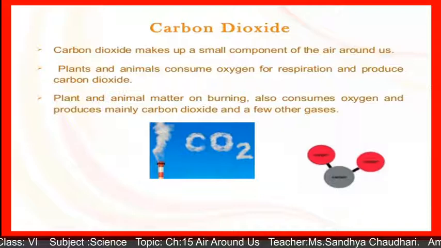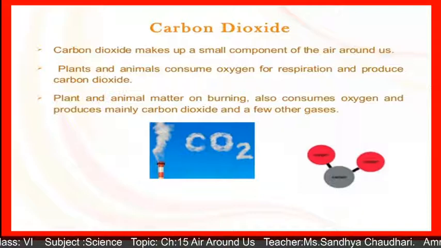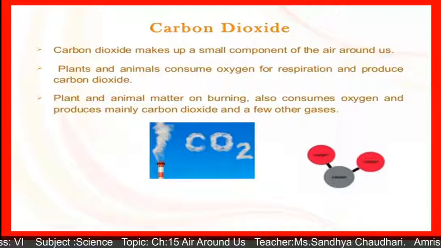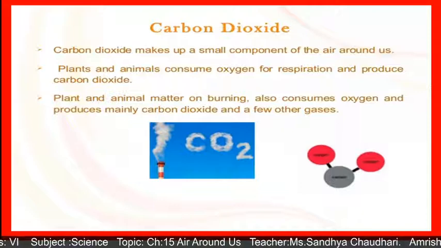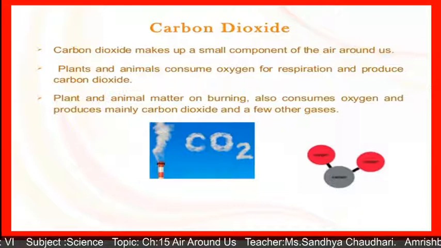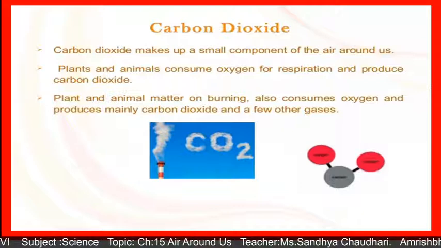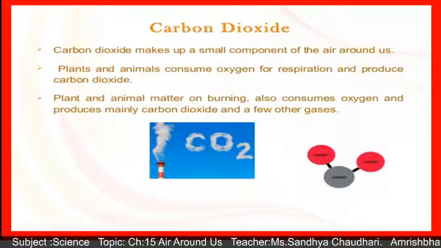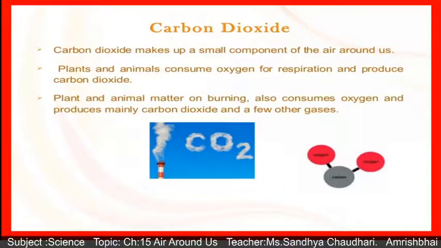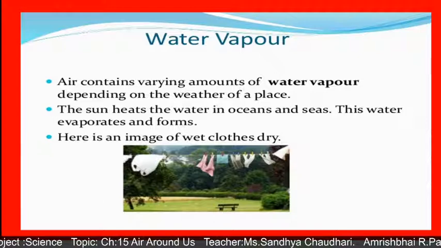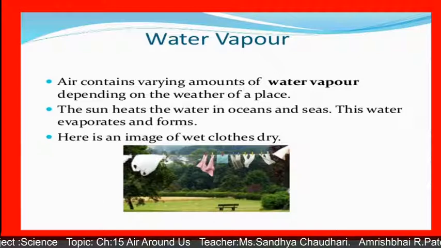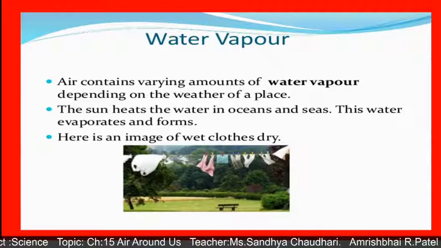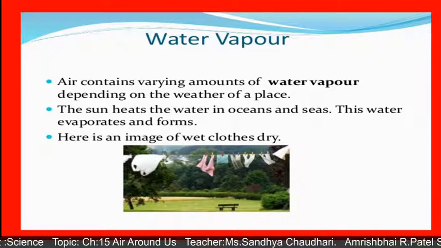Carbon dioxide makes up a small component of air around us. Plants and animals consume oxygen for respiration and produce carbon dioxide. Plant and animal matter on burning also consume oxygen and produce mainly carbon dioxide and a few other gases. We have seen about oxygen, nitrogen, then carbon dioxide. Now we are going to see about water vapor, which is also present in the atmosphere or air.